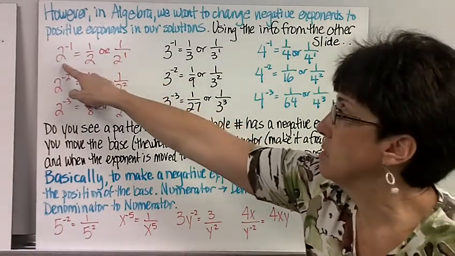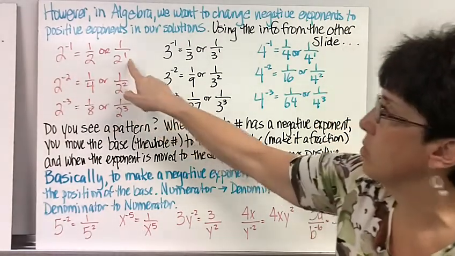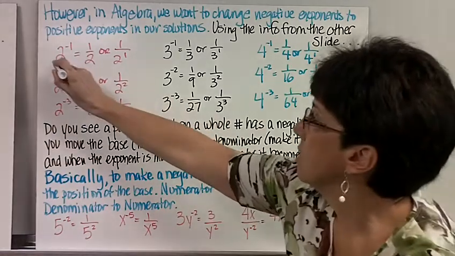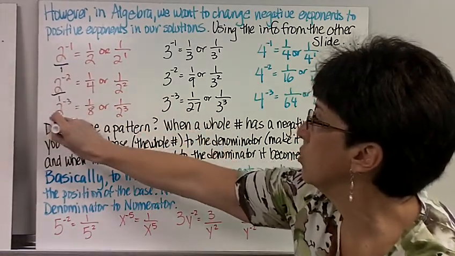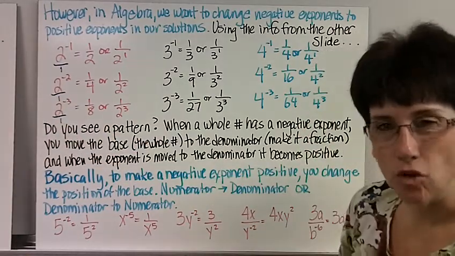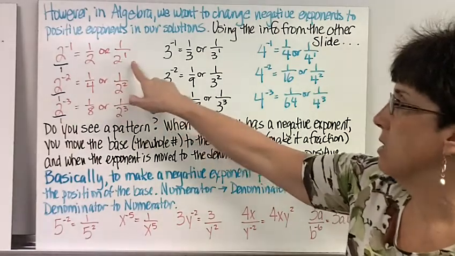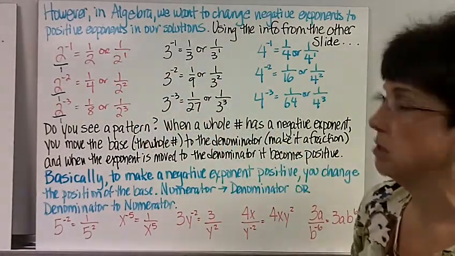You can think this is the base. I should have said in the denominator. In the denominator with a positive exponent. Because we could really think of this as 2 over 1. So these numbers are really in the numerator. All whole numbers are really in the numerator with a denominator of 1. And to make the exponent positive, we move it to the denominator. Let's look at thirds and fourths also.